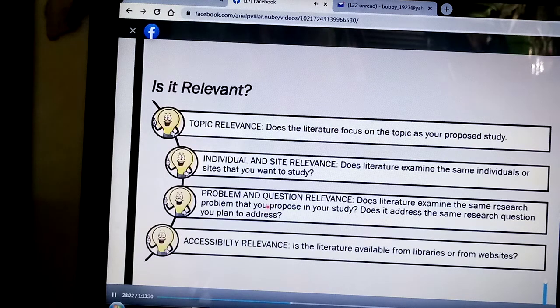And then accessibility, of course, relevance. Is it available from libraries or websites? So wala namang problema ito. Basically, if it's not available in the library, if you have the data, you have the internet, then the internet will be very convenient.